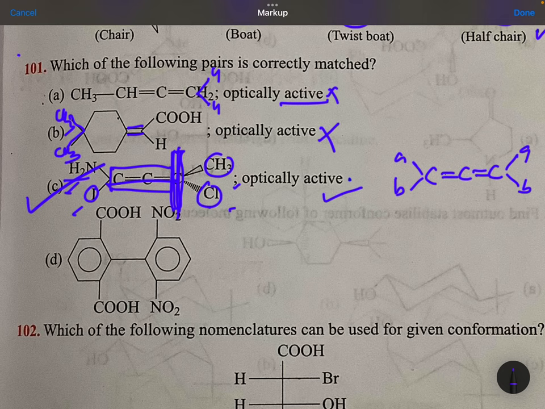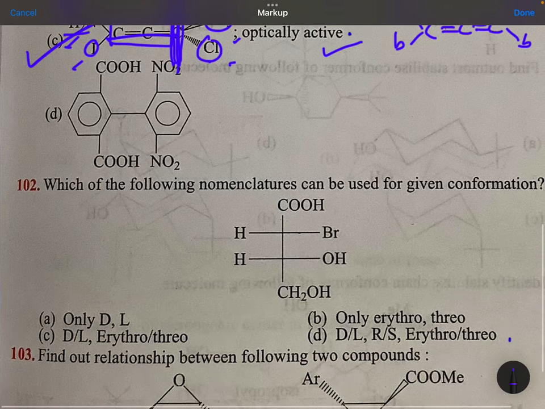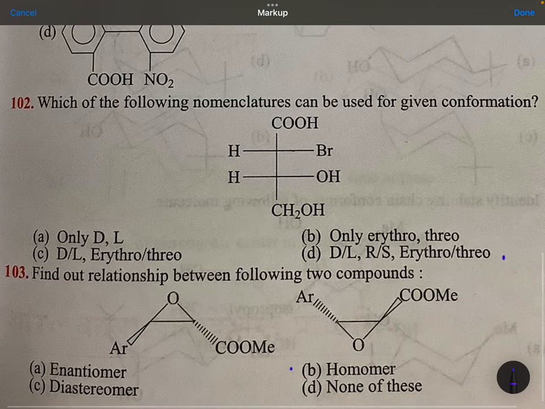It has a plane of symmetry, so it can't be active. Option D has a plane of symmetry, so it is not active.